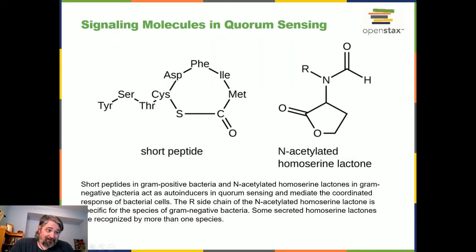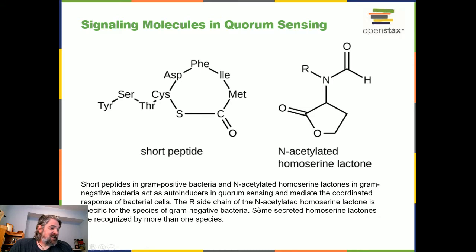Now, in gram-positive bacteria, they utilize a variety of short peptides. Here's an example of one here. Whereas acylated homoserine lactones are utilized in gram-negative bacteria. These are autoinducers in quorum sensing, and of course that mediates a coordinated response of bacterial cells. This can be a feature of pathogenicity as well, as that quorum sensed response could be to switch over to start secreting toxins, as an example.